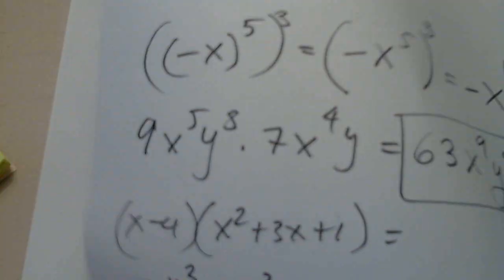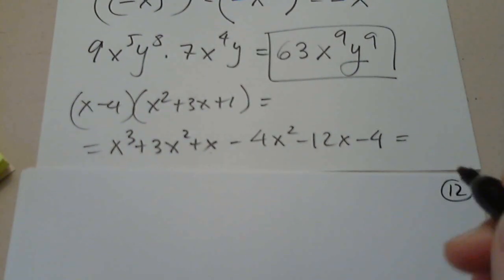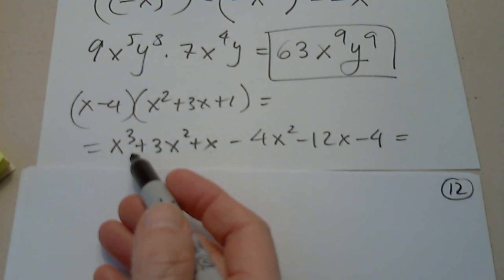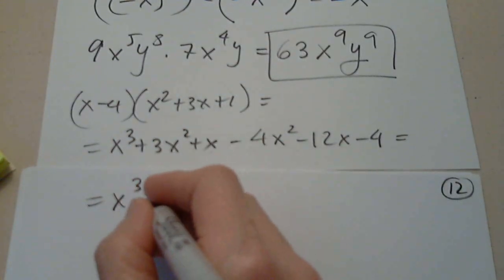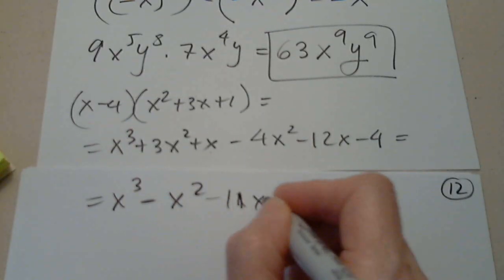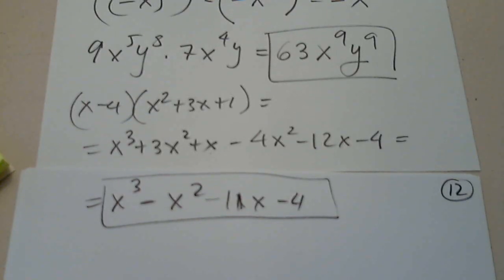Now we have to present it in descending order, also called standard form if you want to quote the book. The degree is 3, so I have to start with x to the third. And then I have to combine like terms, these two into negative x squared, and then these two into negative 11x, and then minus 4. And if I'm asked to find the degree, I will say degree 3, descending order, and the leading coefficient is 1. Any questions on this problem?